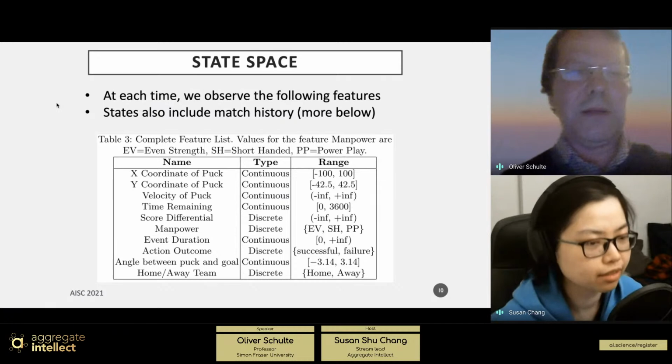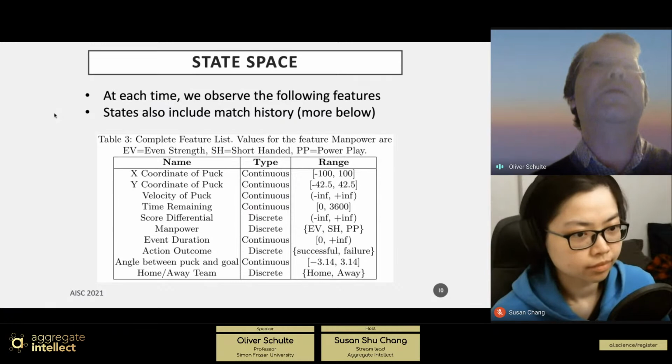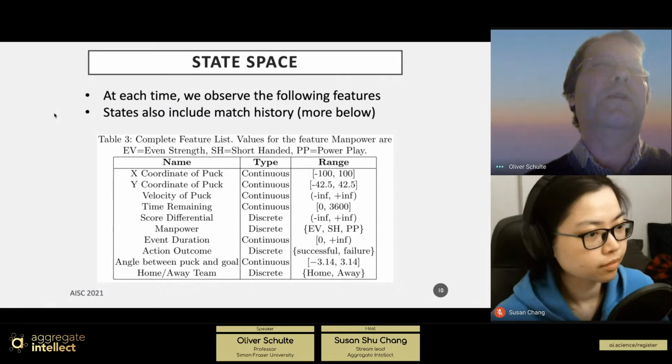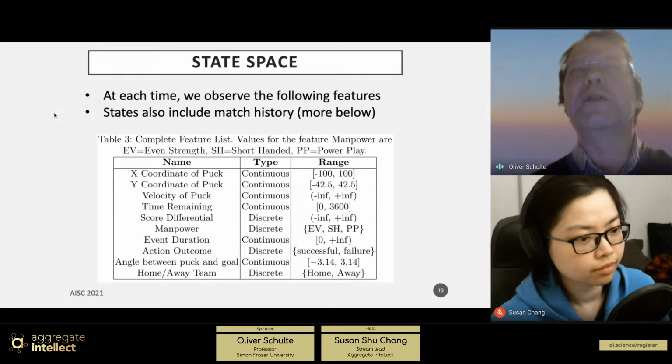Yeah. What I meant is when you're watching the match, let's say three passes happen in a row and each of them is getting closer to the goal. Then the team has a sort of momentum, right? And that matters to whether or not they're going to score. So we basically use a recurrent neural network to encode the match history.